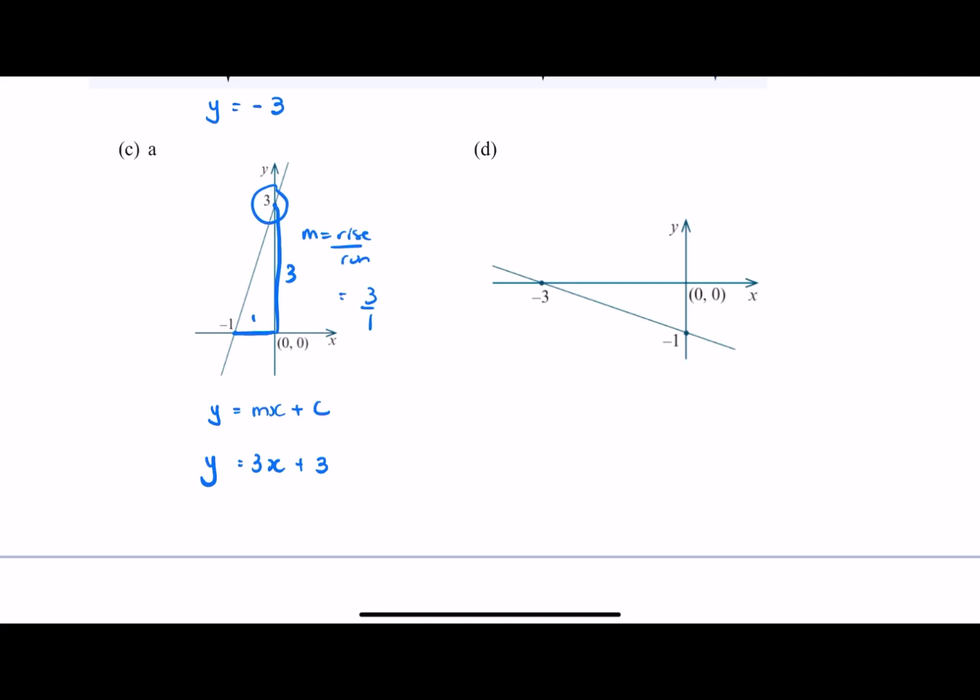And the very last one, the slope of the line is in this direction, so I know it's going to have a negative gradient. My gradient is rise, and I'm rising 1, and I'm running 3, and it's a negative. And my y-intercept is negative 1. So the line is going to be y equals negative 1/3 x minus 1.